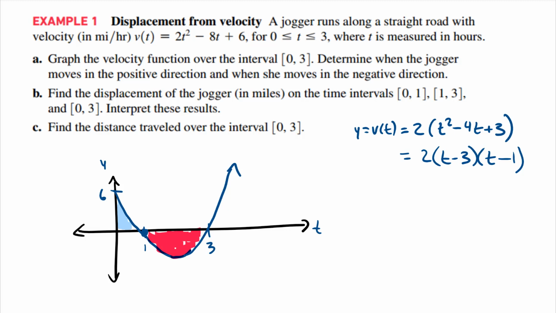Be going the other direction. So the jogger ran, say, north for the first hour, and then turned around and traveled south for the next 2 hours. So we've graphed it. It's not beautiful, but it's something, huh? Okay. Now it says find the displacement of the jogger in miles on the time interval from 0 to 1, 1 to 3, and 0 to 3.